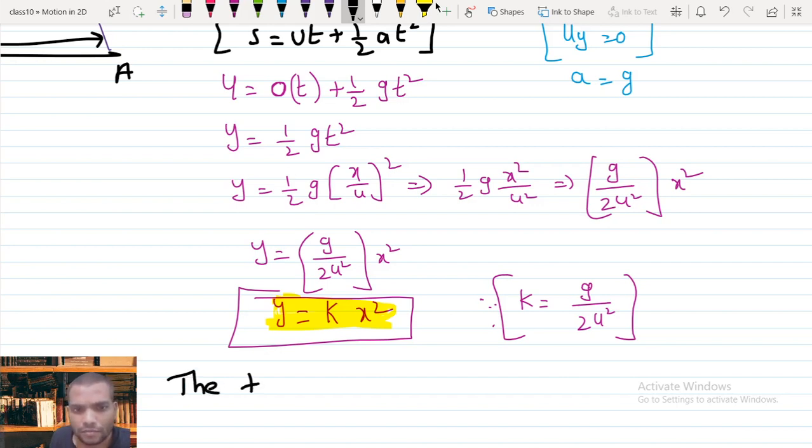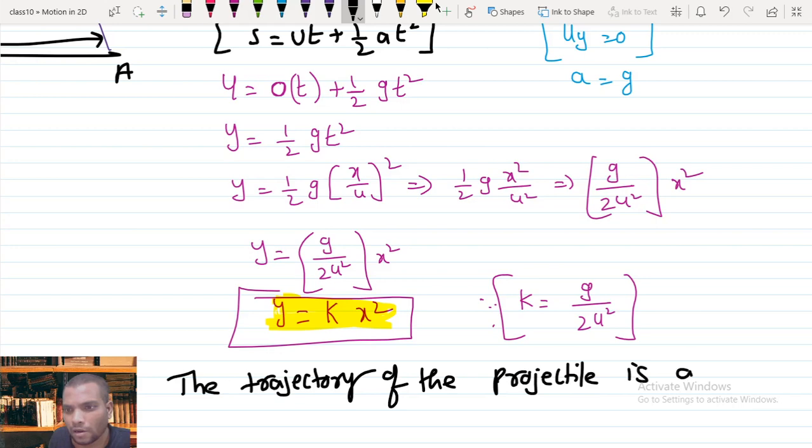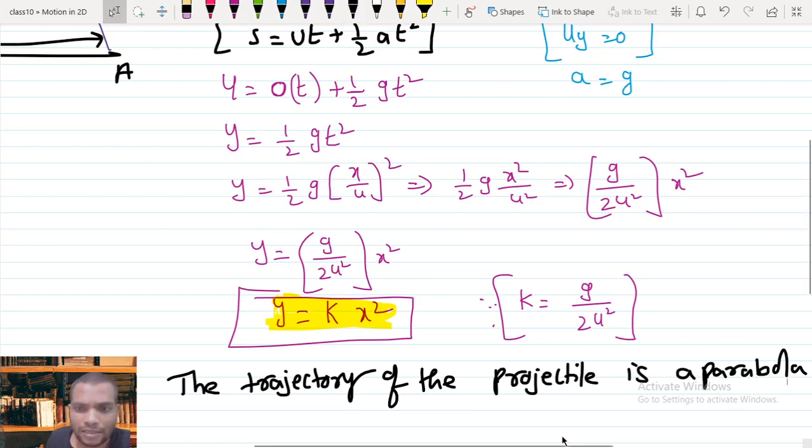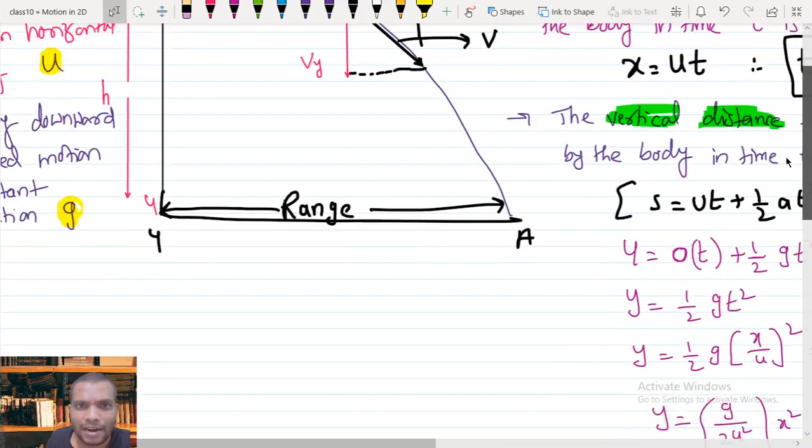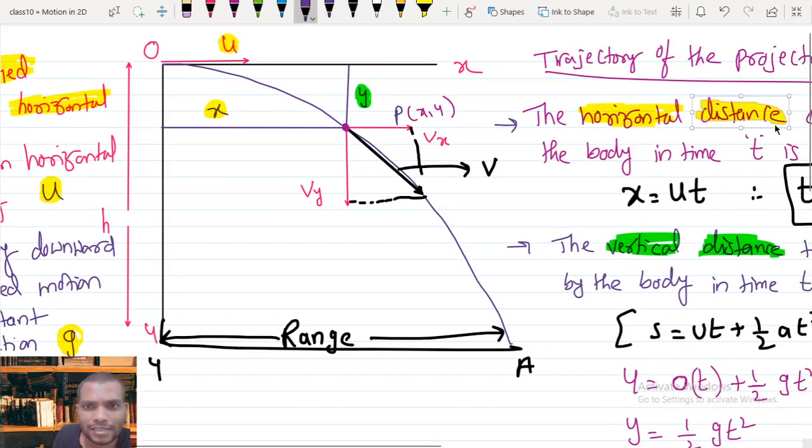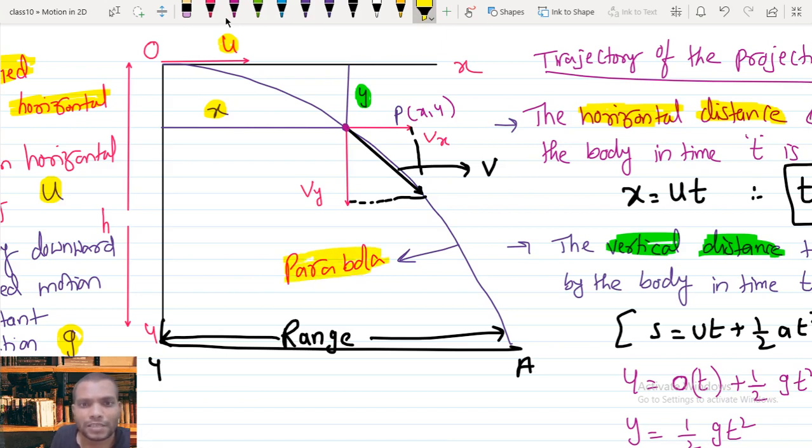So the trajectory of the projectile is a parabola. Now remember the parabola's mathematical expression, y equals kx square. Here k is a constant, and its value equals g upon 2u square. So that's how we derived the expression for the trajectory and the shape of the trajectory. This shape is known as a parabola. So if an object is thrown in 2 dimensions, the trajectory of the object is always a parabola kind of shape.